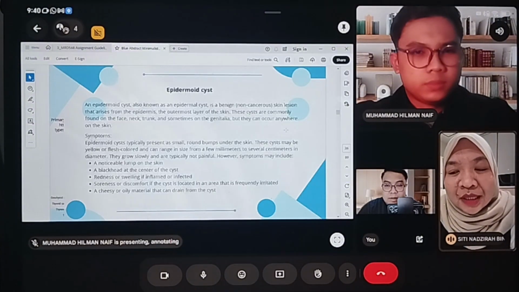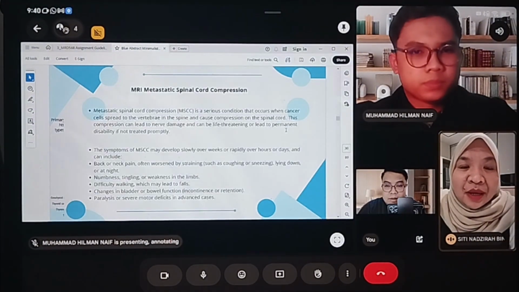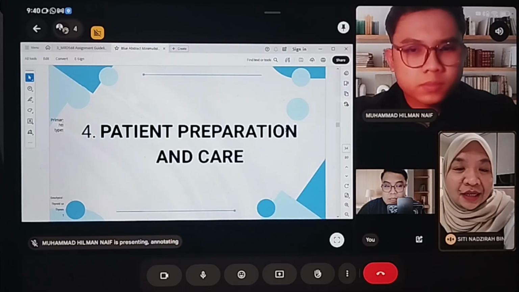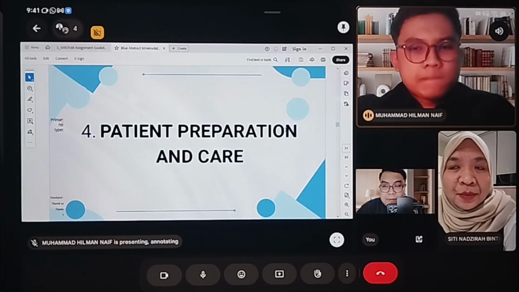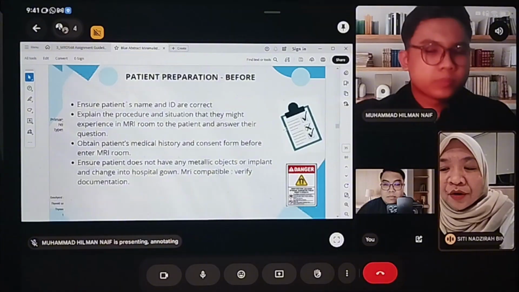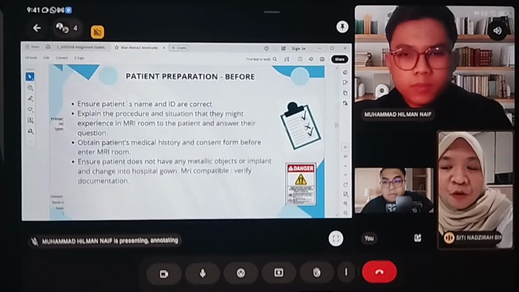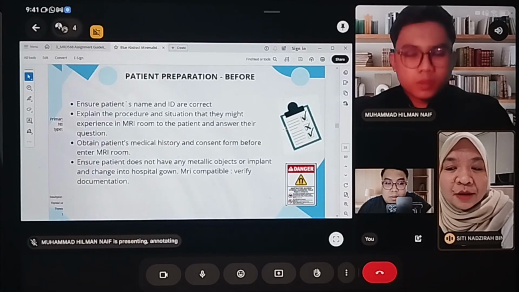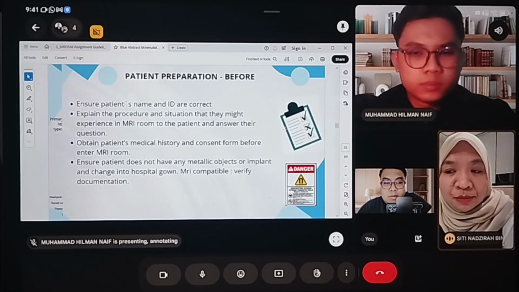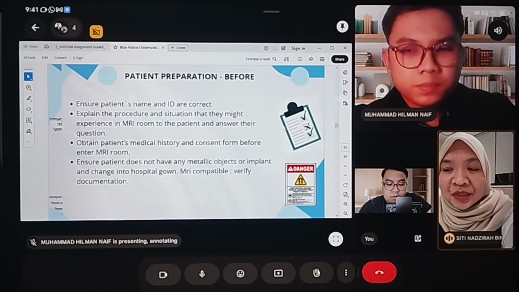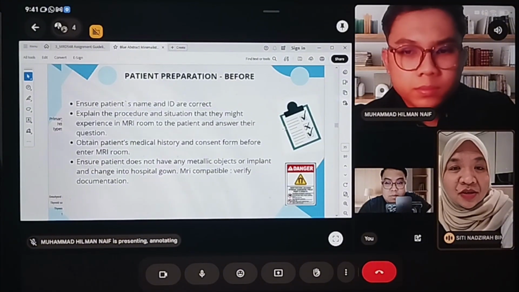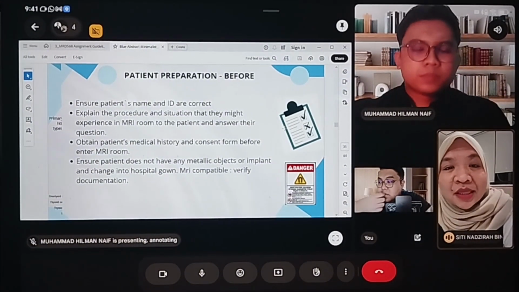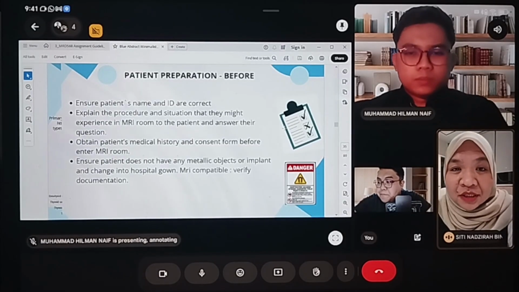So the MRI neck and spine are broad, right? There are many indications for the MRI, but we should focus. I will explain lymphoma, epidural cyst, metastasis, spinal cord compression, including the symptoms and MRI appearance in T1, T2, and STIR images. For the patient preparation, I will explain the before, during, and after.